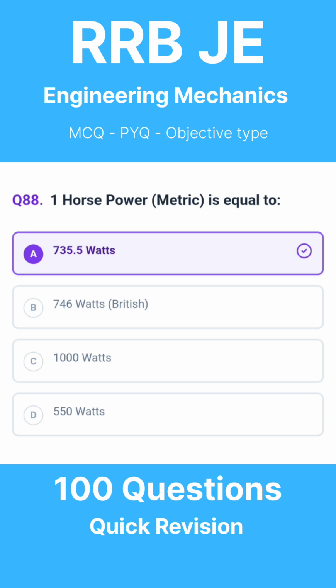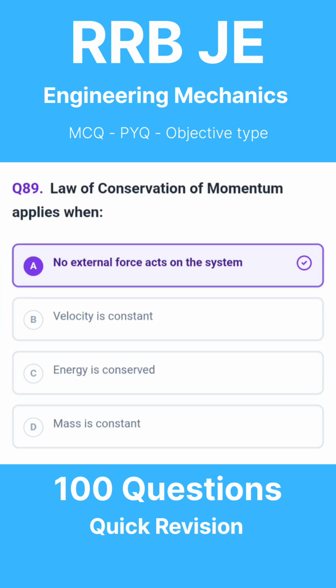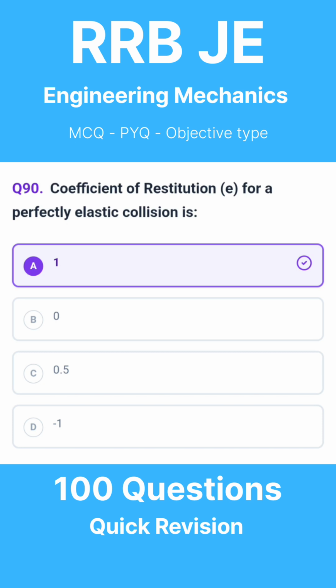Question 88. 1 horsepower metric is equal to. The correct answer is 735.5 watts. Question 89. Law of conservation of momentum applies when. The correct answer is no external force acts on the system. Question 90. Coefficient of restitution E for a perfectly elastic collision is. The correct answer is 1.